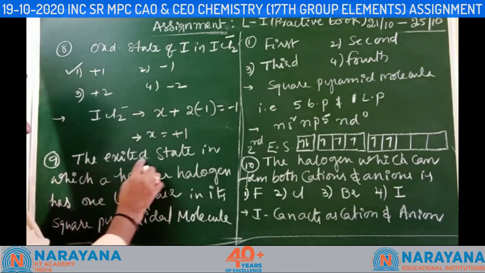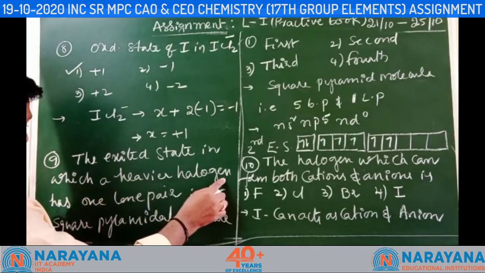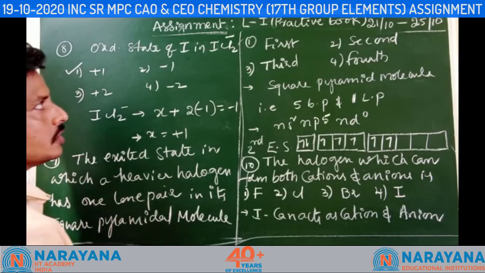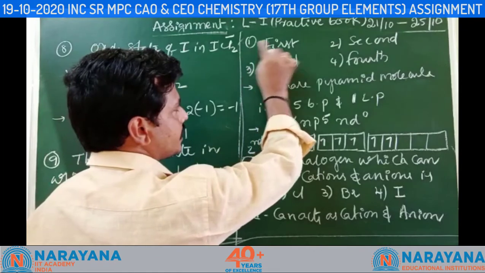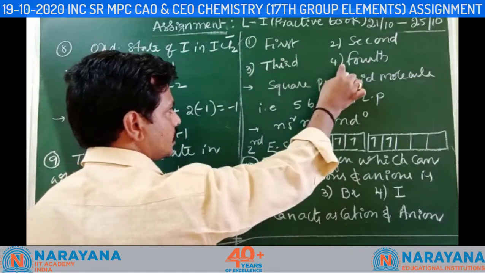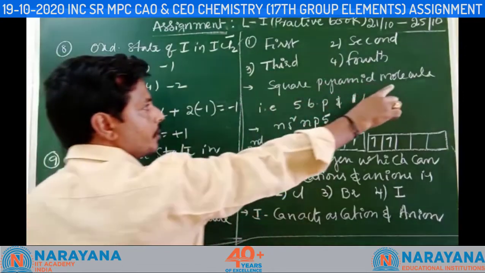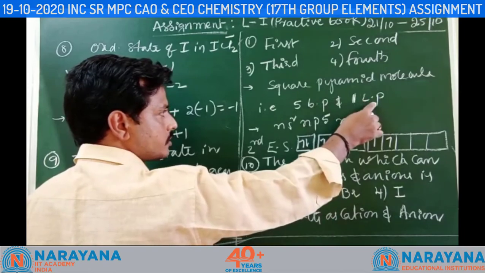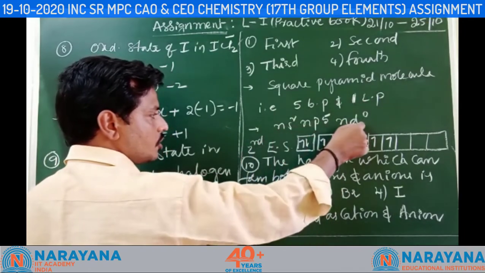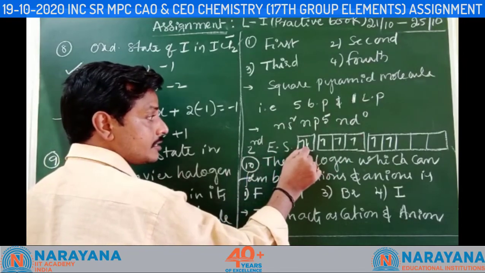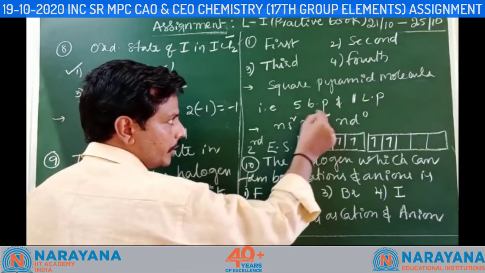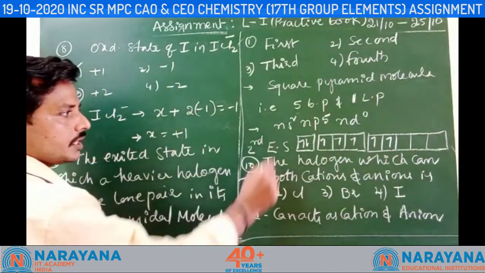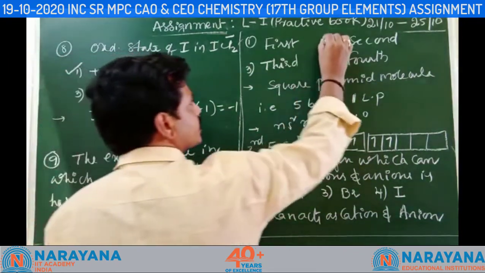See the next question. The excited state in which a heavier halogen has 1 lone pair in its square pyramidal molecule. The options: first excited state, second excited state, third excited state, fourth excited state. Square pyramidal molecule means 5 bond pairs and 1 lone pair. That means ns2 np5 nd0 configuration, second excited state contains 1 lone pair and 5 bond pairs. The right option is the second excited state.